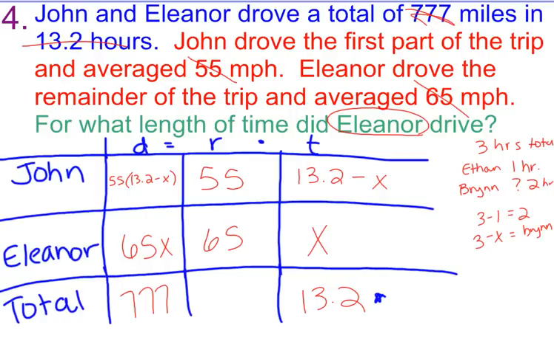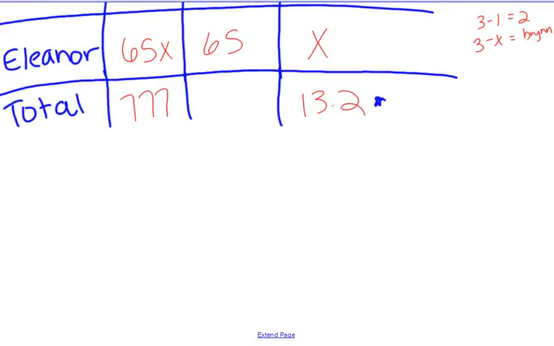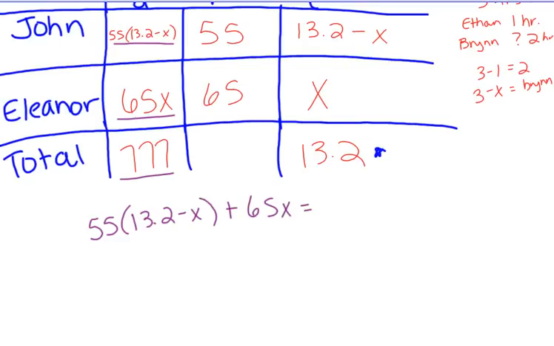So now, when I'm actually going to solve this and solve for something, since they drove a total distance of 777 miles, I know that if I add how far John drove plus how far Eleanor drove, it should equal the total distance, shouldn't it? The two parts make the whole, just like with time. So my equation would be 55 times the quantity 13.2 minus x, so John's distance, plus Eleanor's distance, 65x. That should equal their total distance of 777 miles. And from here, it's just a solving the equation problem.